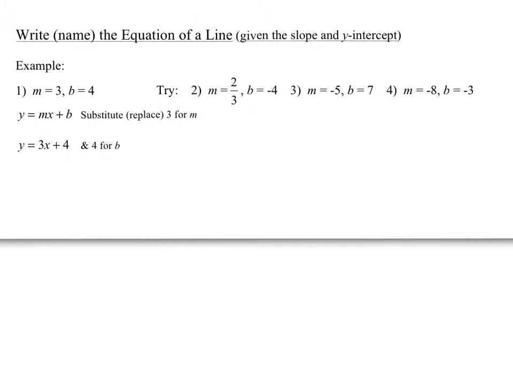Our next task is to write, or name, the equation of the line if they give us only the slope and y-intercept as numbers. In our first example, we are given m equals 3 and b equals 4, and they are asking us to write the equation of the line. To do this problem, we're going to substitute the 3 for the m and the 4 for the b. And when we do that, we get the answer y equals 3x plus 4.